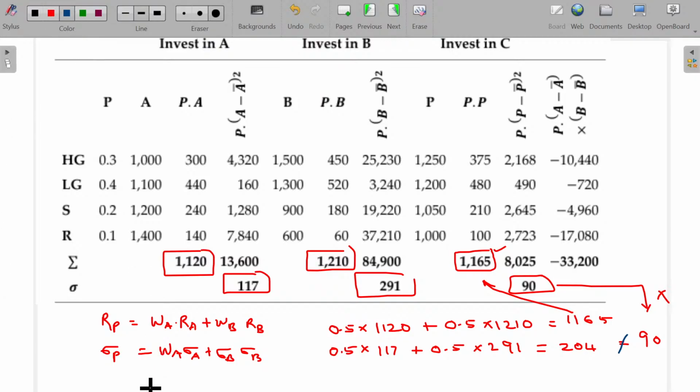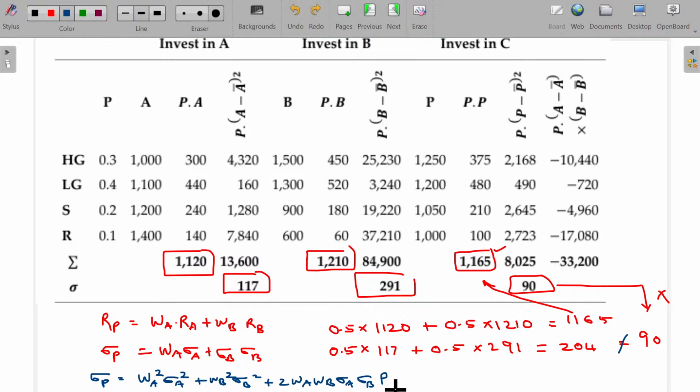As per the Markowitz model, the formula is: standard deviation of portfolio is equal to the square root of weight of A squared times standard deviation of A squared, plus weight of B squared times standard deviation of B squared, plus 2 times weight of A times weight of B times standard deviation of A times standard deviation of B times the correlation coefficient between A and B.